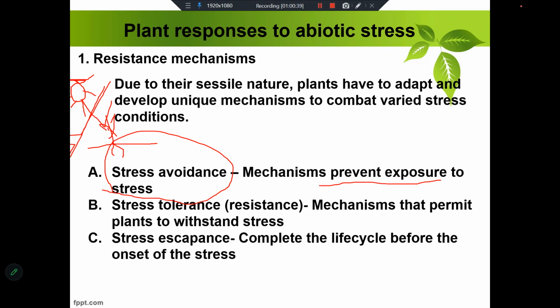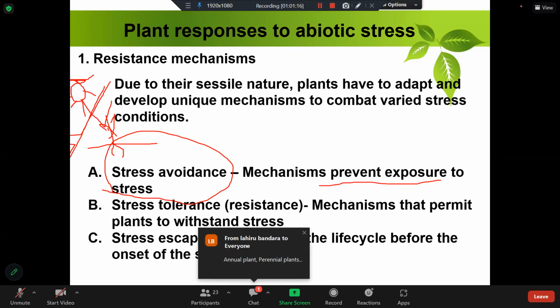Stress escaping: complete their life cycle before the onset of the stress. Some grasses die in the drought season, and their woody parts are alive until the end of the drought season. After that, they will live again. Can you give me one example of such a plant? Usually those types of plants have dormant structures.